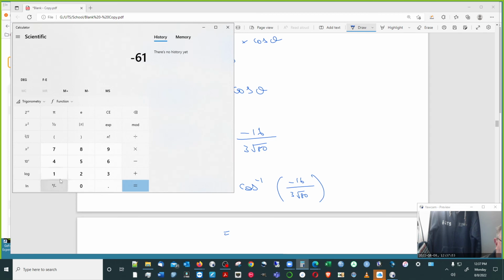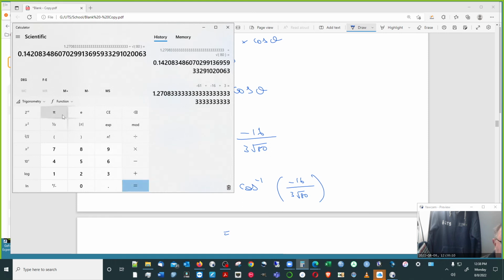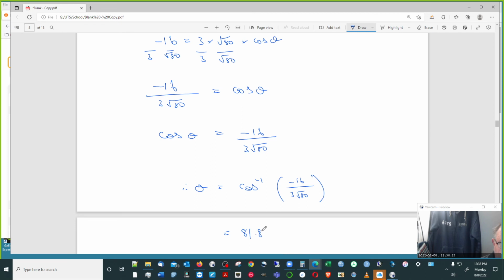So we've got 16 minus divided by 3. That's not what I did. 16 minus divided by 3 divided by the square root of 80, and we'll shove that in the memory. Oh no, we won't, we'll just go cos of the minus 1, and we're in degrees, so it looks like 81.83 degrees. Okay, does that make sense? Yep. And so all of them are variations.